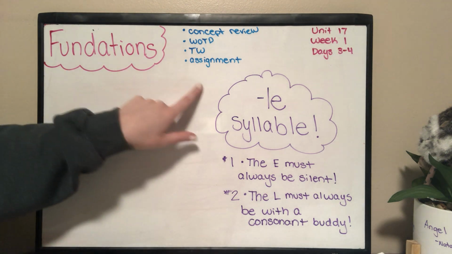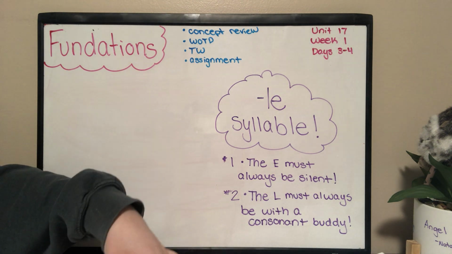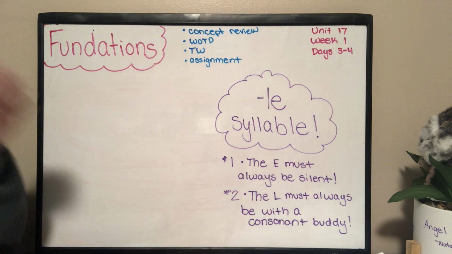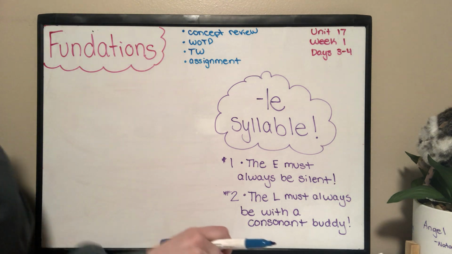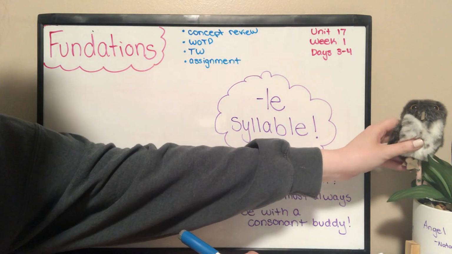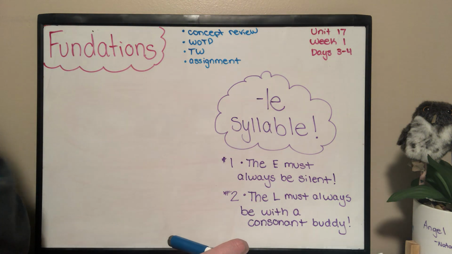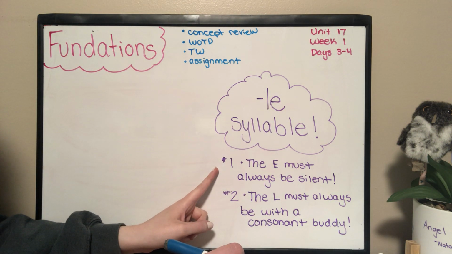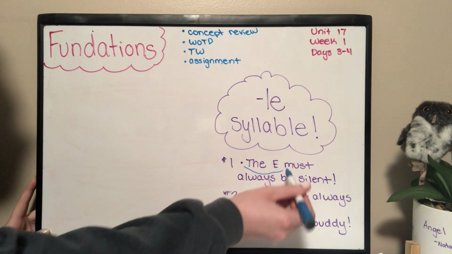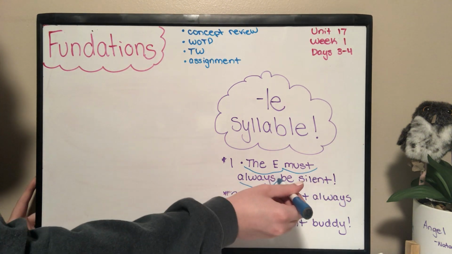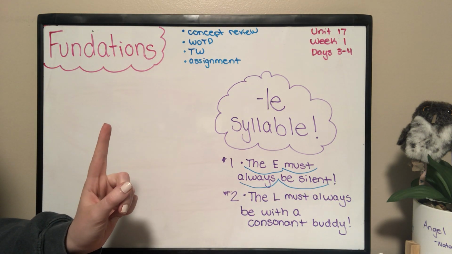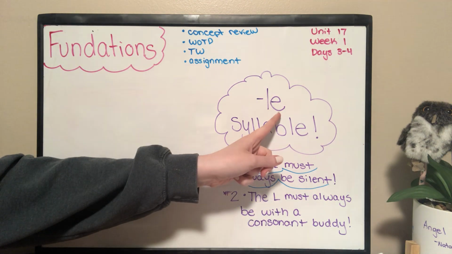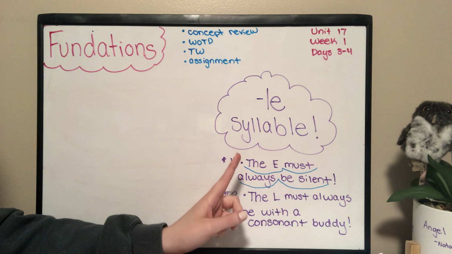Leaving this blank for now, we're going to go over the 2 big rules for an LE syllable. I want you to be my echo here. We are going to scoop these rules too, so we make sure that they really stay in our head. Are you ready to be my little echo? All right. Rule number 1. The E must always be silent.